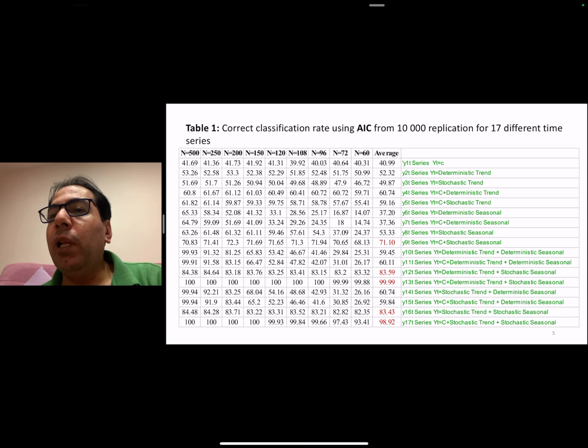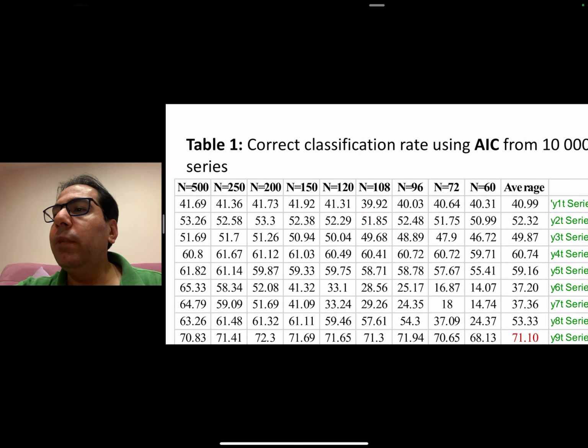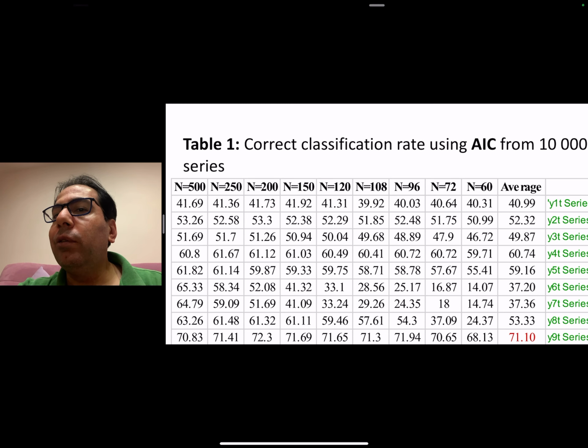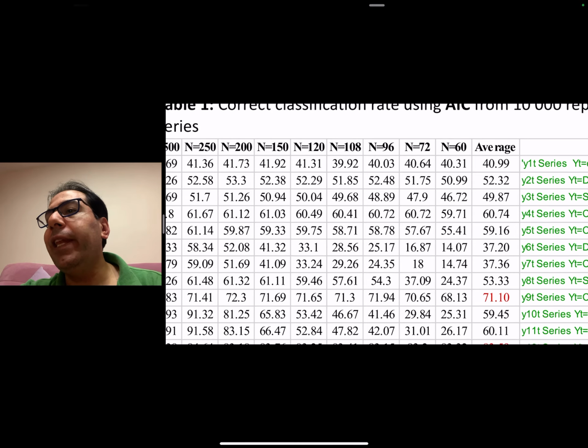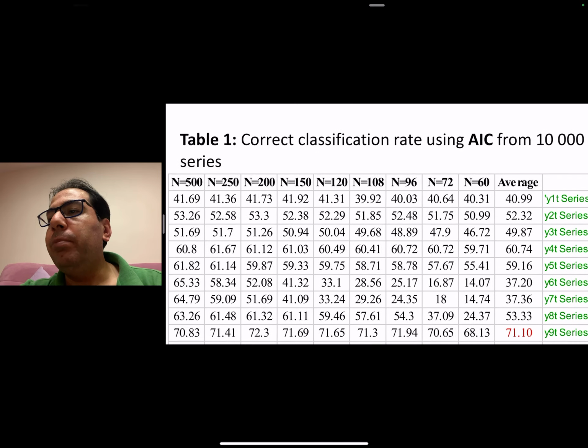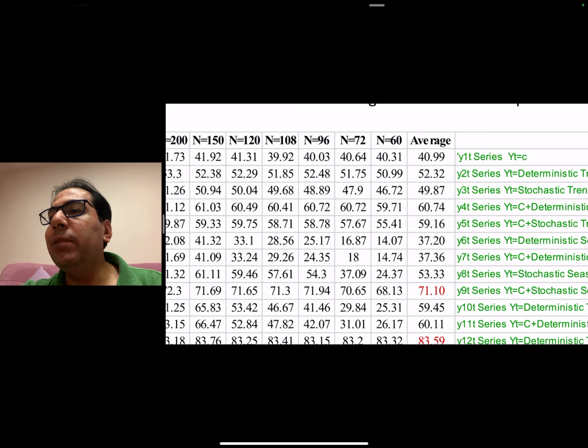The first table is using the Akaike information criterion to fit the generated time series into 17 different models. So let me show you the first. Look at the first row, it is telling you 41.69, 41.636, and it keeps going to, on average, 40.99.